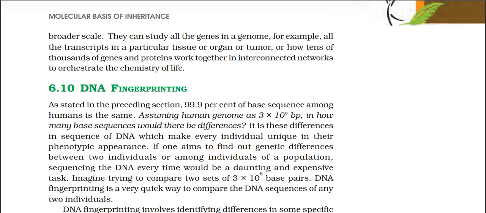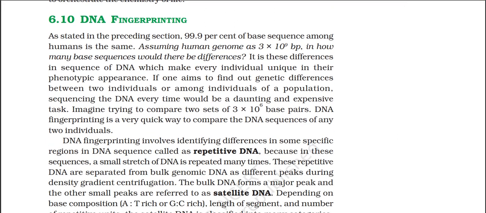6.10 DNA fingerprinting. As stated in the preceding section, 99.9% of base sequence among humans is the same. Assuming the human genome is 3 × 10^9 bp, in how many base sequences would there be differences? It is these differences in sequence of DNA which make every individual unique in their phenotypic appearance.